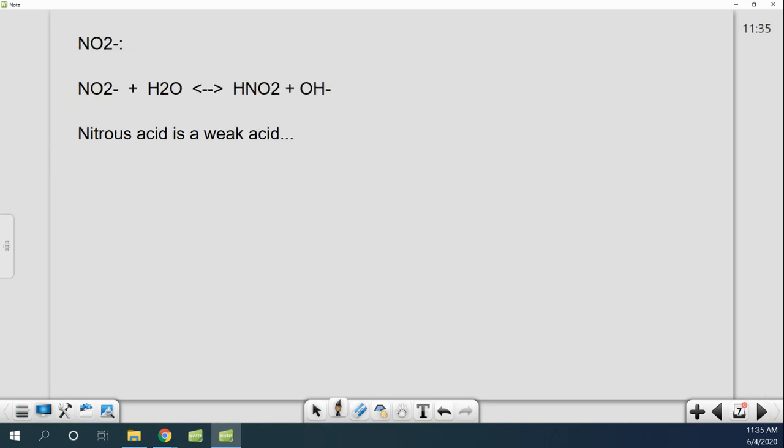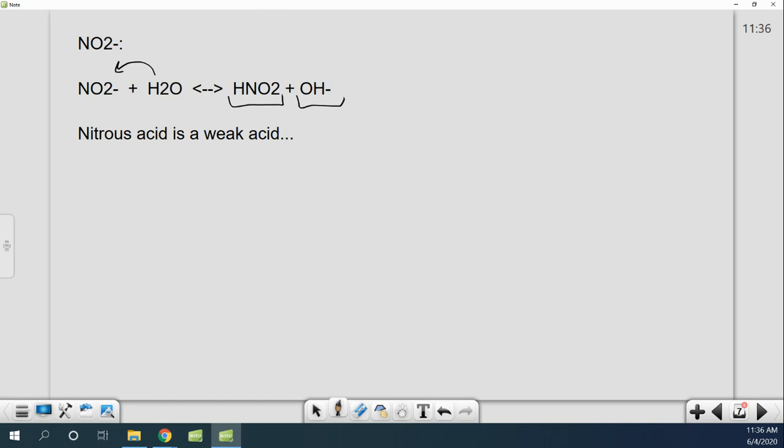What else do I got? I got nitrite. All right, so nitrite plus water. It's going to take a hydrogen, and I end up with HNO2 and OH-. Nitrous acid. Now, be very careful. HNO3 is nitric acid, a very strong acid. HNO2, though, not so much.